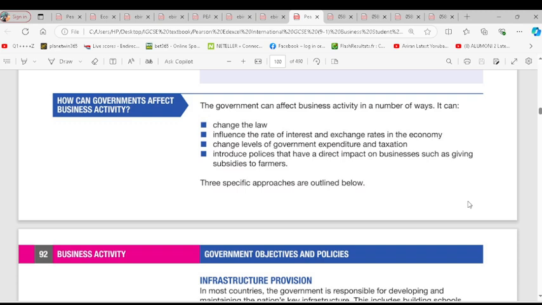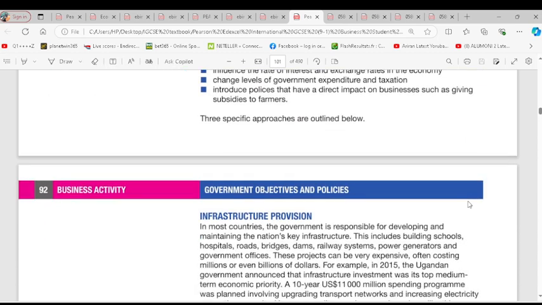Third, change levels of government expenditure and taxation. This is through fiscal policy. We talked about it. Government can spend more if it wants to increase demand. If it wants to reduce demand, it will spend less or increase taxation. Fourth, introduce policies that have a direct impact on business, such as giving subsidies to farmers. If government wants to encourage farmers, it might give them subsidies, grants, and soft loans so that they can produce more crops. Is it clear? We move on.